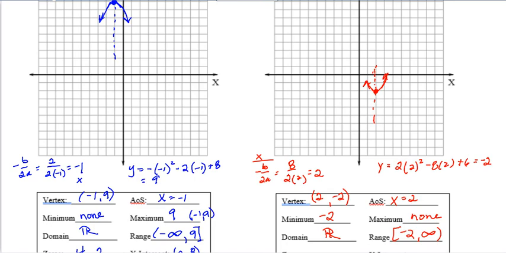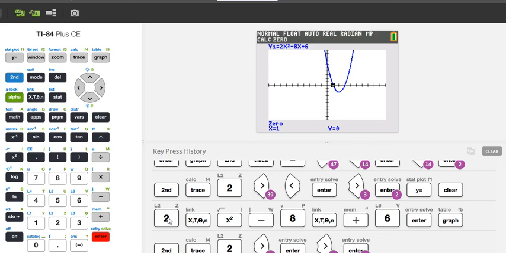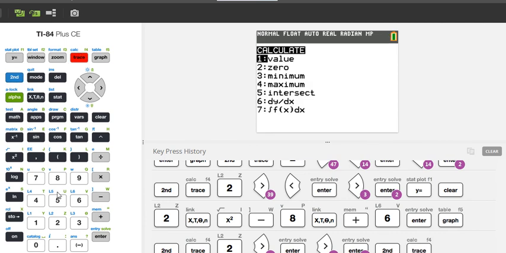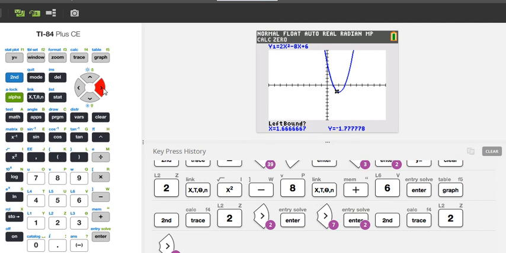So I'll go ahead and jot that down. 1 is the first 0. The second 0, I'll go ahead and do the same steps. Second, trace, 0. Let me go a little bit closer to it. Get a little closer here. That looks good. So I'm to the left, enter. And now I'm to the right of the 0. Enter, enter. This says the other 0 is found at 3 comma 0.